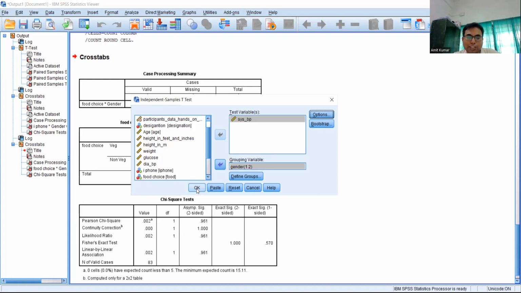So what is your hypothesis? What do you think, whether there will be a difference or no difference? According to your clinical judgment, what do you feel? The difference will be there.